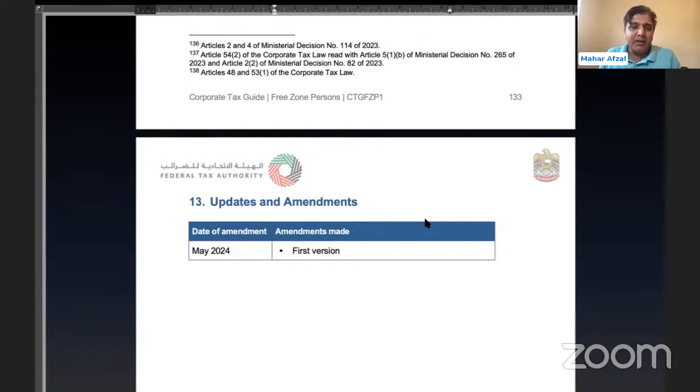The cash pooling, investing surplus, they have given very clearly for the investing surplus that it will not be considered as your qualifying income, but cash pooling to generate the income, it will consider qualifying income.